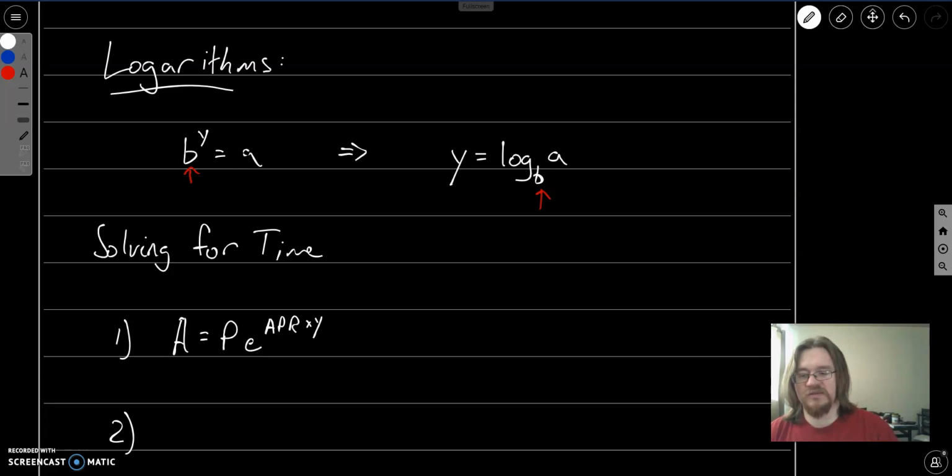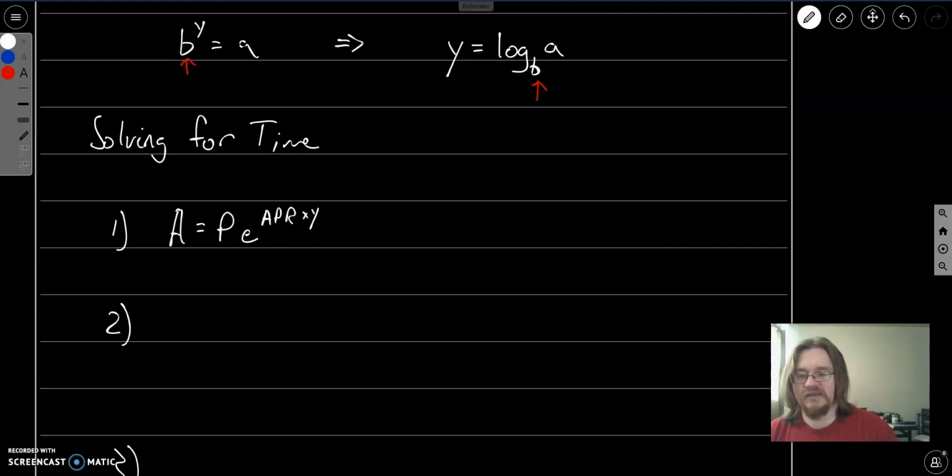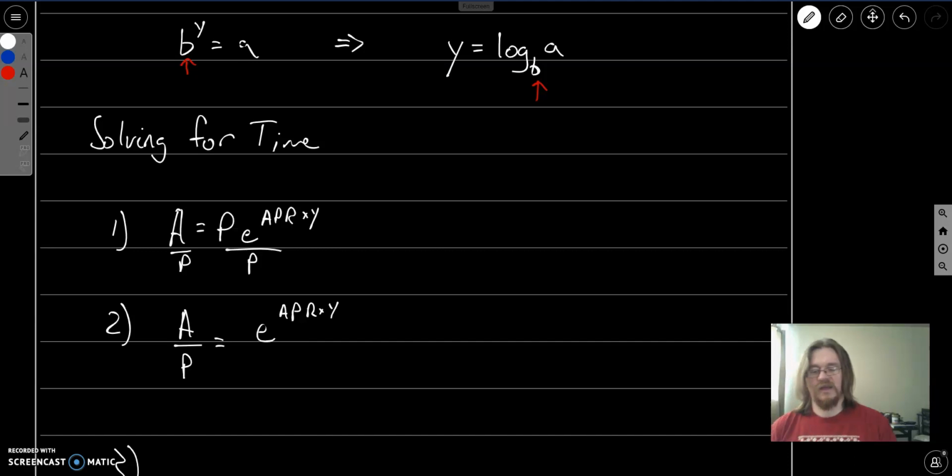So let's see how that works with this equation down here. First thing to notice is that I don't just have an exponential. I'm taking this exponential times P. So in order to make it look like this, I want to move the P to the other side. So first things first, I want to divide both sides by P in order to undo multiplication. Again, P is multiplying the exponential. I don't want it there. The way to undo multiplication is to divide. So this is going to be A divided by P is equal to e to the APR times y.